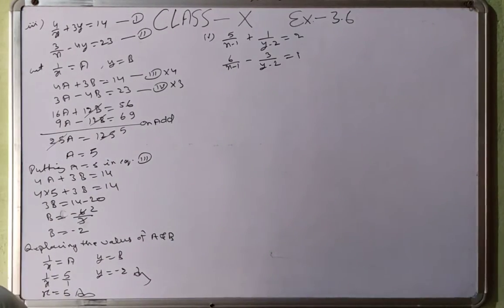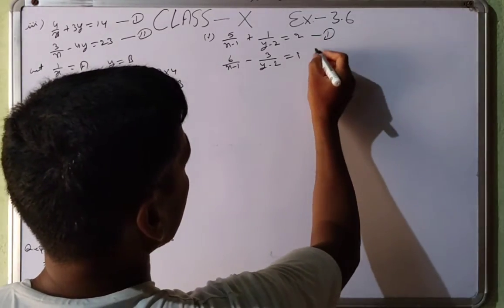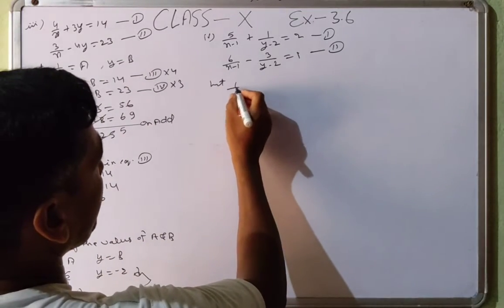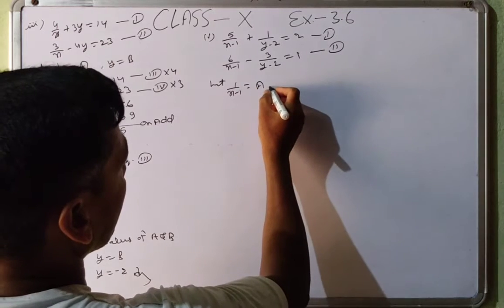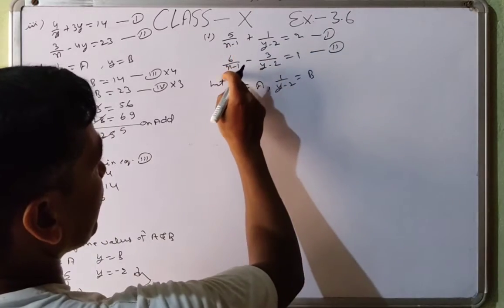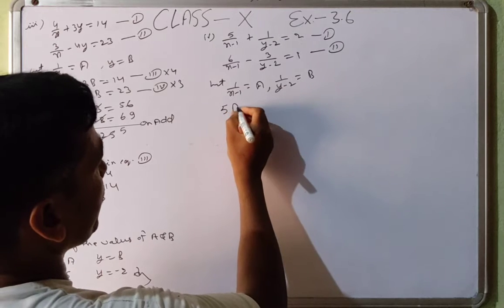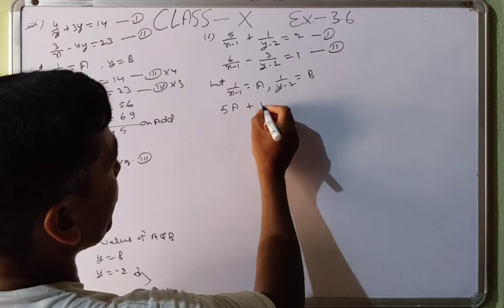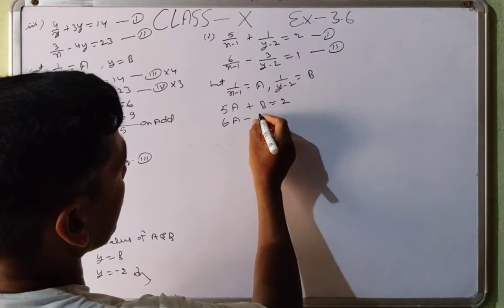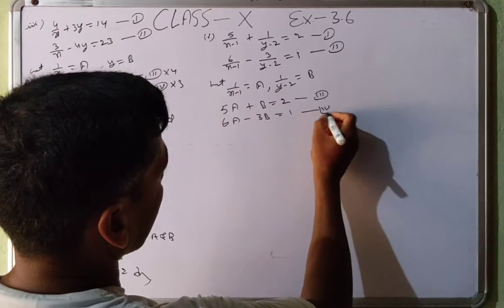So here the simple thing: this is the first equation, second equation. Let 1 upon x minus 1 is equal to a, 1 upon y minus 2 is equal to b, because x minus 1 and y minus 2 are there. So that will be 5a plus b is equal to 2, and this will be 6a minus 3b is equal to 1. Third equation, fourth equation.